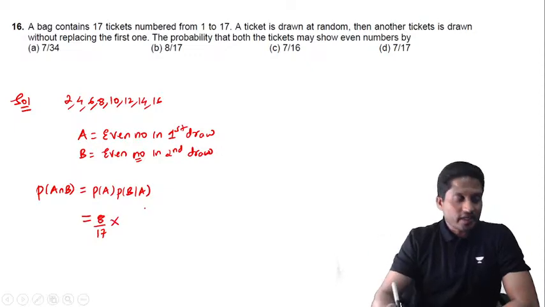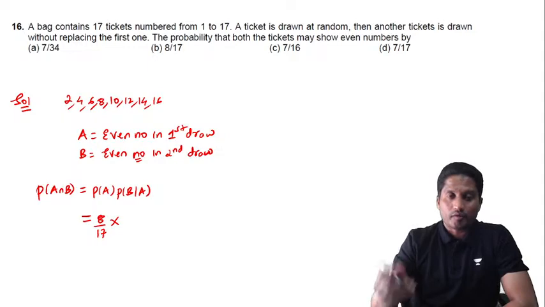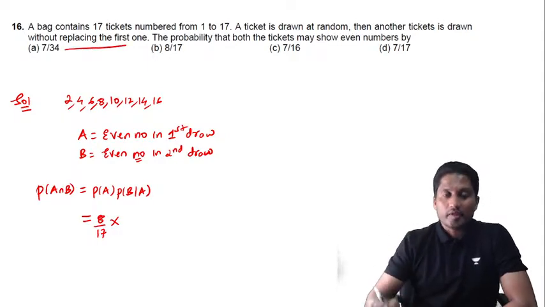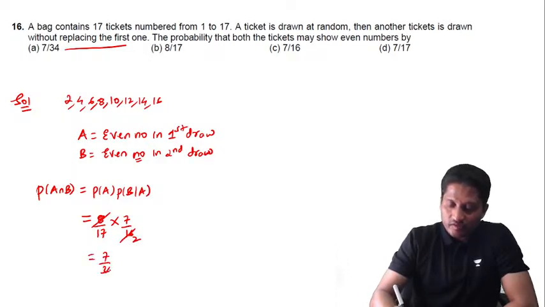Probability of drawing a second even number, given that the first even number is drawn in the first draw. So probability of drawing second number, it is given without replacing the first. Probability of drawing second even number is 7 by 16. So this will cancel 2 times. You get 7 divided by 34, 17 into 2, first option. Is it clear, guys?